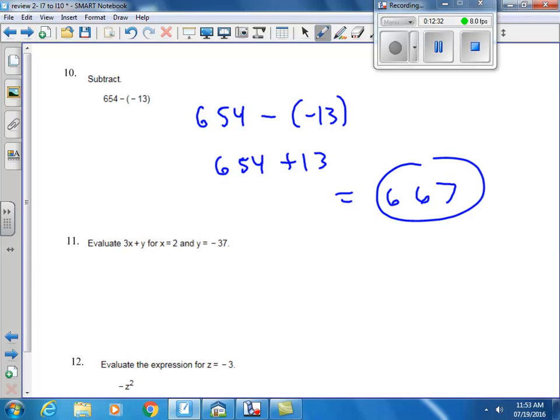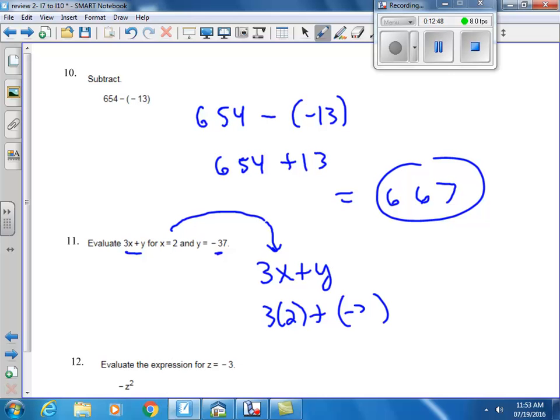This next one is an evaluation, which means plug and chug. So you have 3x plus y, but we're going to take 2 and plug it in for x. And when you plug, I like to put parentheses. And we're going to take -37 and plug it in for y and crunch that out. So that 3 times 2 is 6 plus -37. And again, think about money. If you have 6 and you lose 37, you're going to be in the hole.